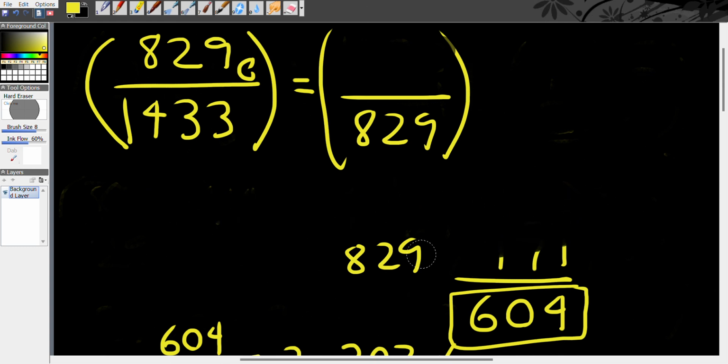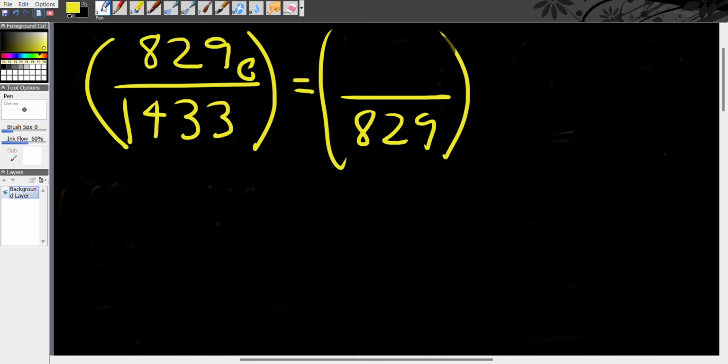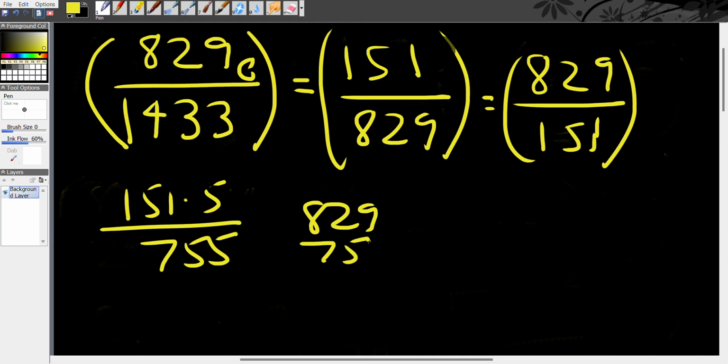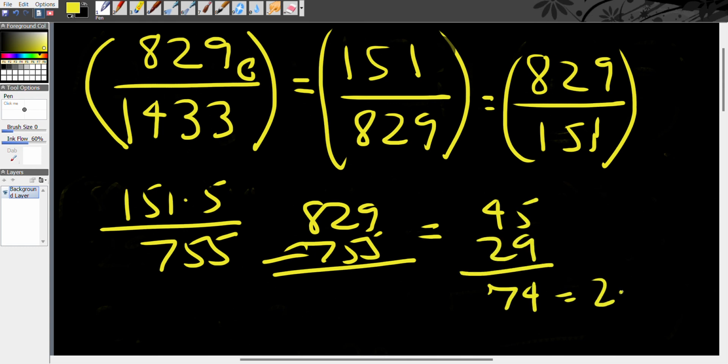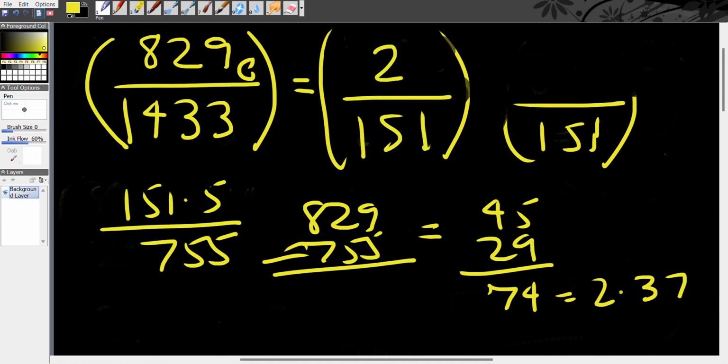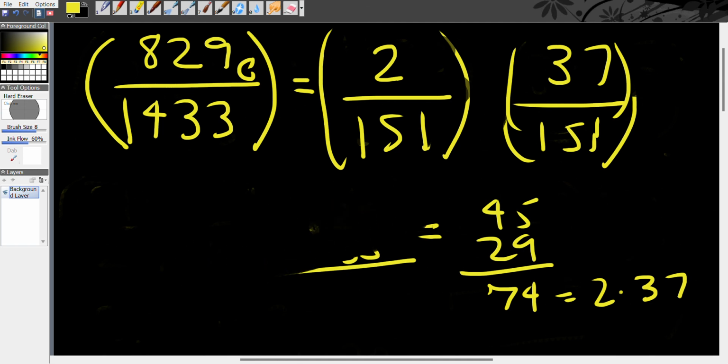Now I'm going to do some erasing so I can keep on calculating. Now, 829 was even, so I can flip immediately. And 151 times 5 is 755. Equals 45 plus 29, which is 74, which is equal to 2 times 37. Okay, so now, all of a sudden, my base is 151. I must not lose sight of that because of all these flips that we're doing. So I've got two symbols that I'm calculating right now, which are 2 over 151 and 37 over 151. This means that I'm going to be doing a square of 151 for that 2 over 151 symbol.